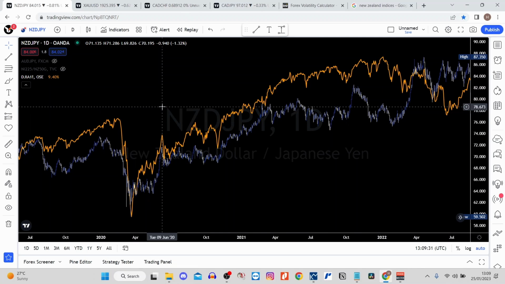Now that we've seen how to use equities in Forex, we're just going to move on to the next topic on how to use futures in FX trading.